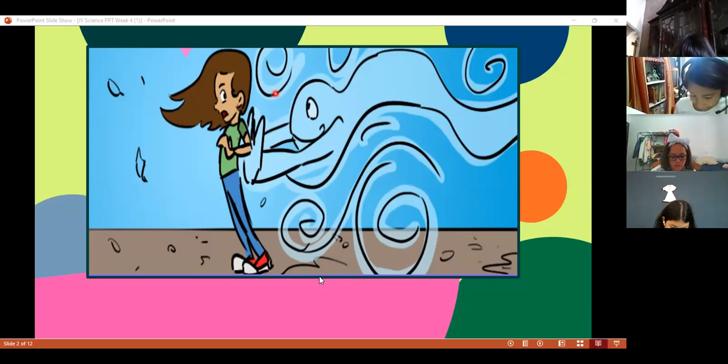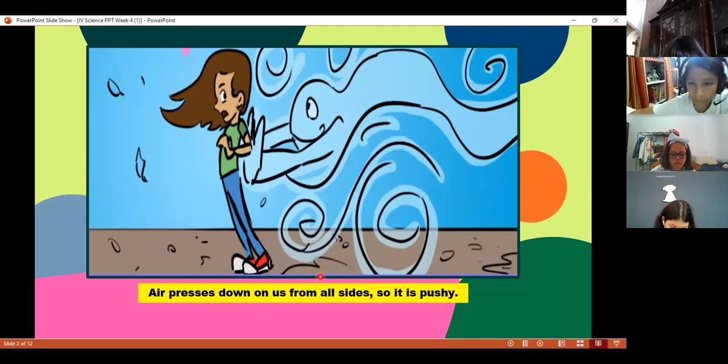The air is pushing the girl. The girl, yes. Why do you think that happens? Because there is so much air that the girl almost falls. Air presses down on our nose from all sides, so it pushes. Excellent. As you mentioned, Gabriela, the air is pushing the girl. From all the sides we have air, and it pushes.